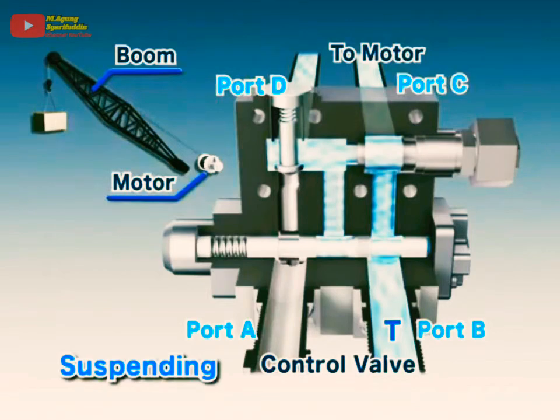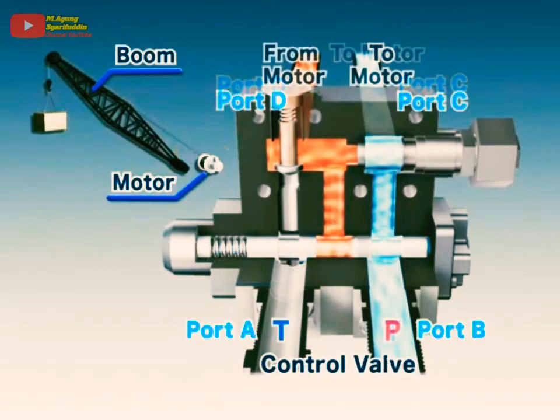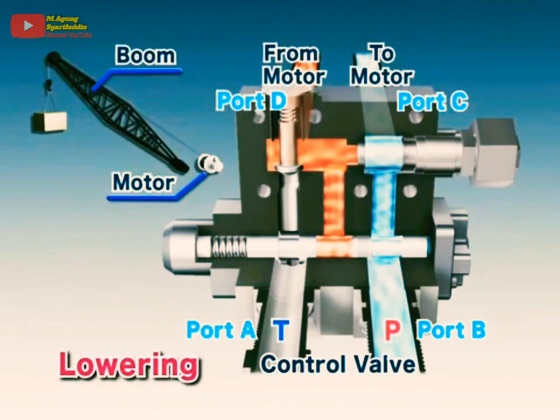When a load is suspended, the circuit from the motor to the counterbalance valve is closed by the spool. This causes internal pressure to accumulate due to the weight of the suspended load, which holds the load in place. When a load is being lowered, hydraulic oil from the pump is sent to the motor and passes through ports B and C.